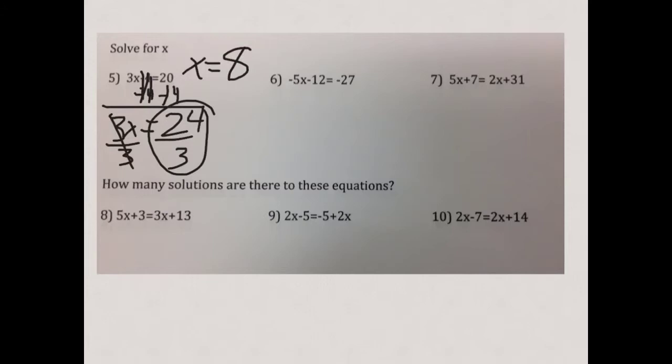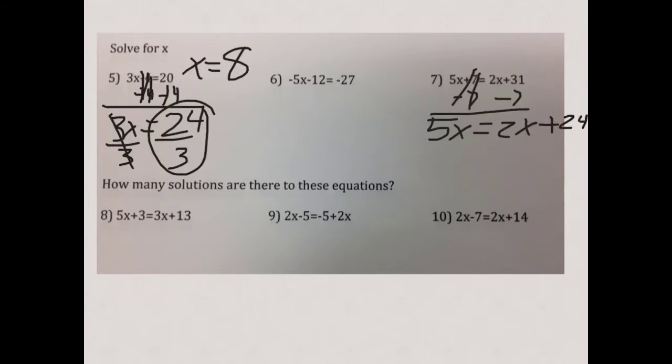Now, let me jump over to problem number 7, which has variables on both sides. First, let's get rid of the 7. If I'm adding 7, let's subtract 7. Let's do the opposite on both sides. This cancels out. 5x is equal to 2x. 31 minus 7 is 24. It's a positive, or plus 24.